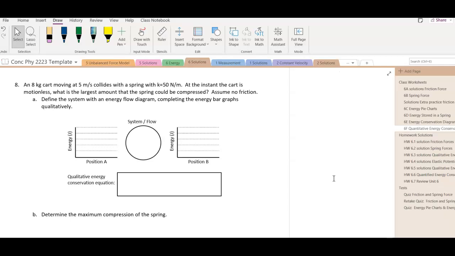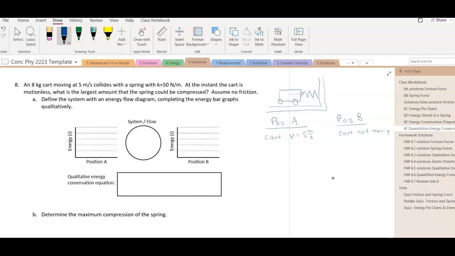Here it's talking about a cart that moves, and I'm seeing it go to the right, and as it moves to the right, it runs into a spring, and then it's going to compress that spring. So at position A here, the cart has a velocity of 5 meters per second, and at position B, it says that the cart is motionless, so the cart is not moving.